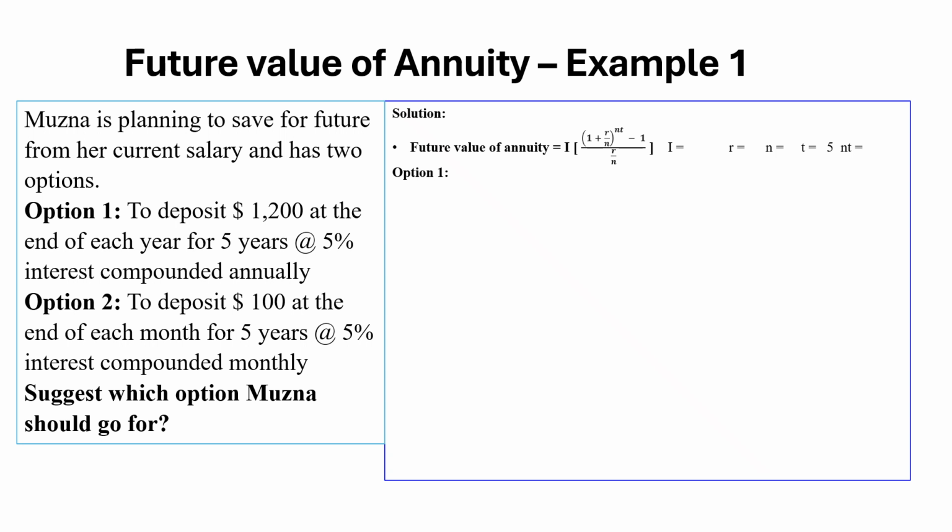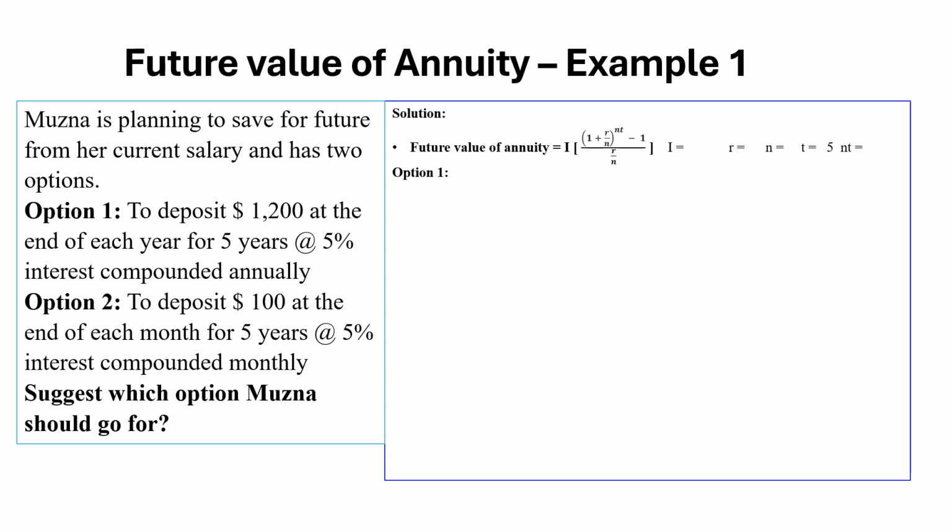So Mazna is planning to save for the future from her current salary and has two options. Option 1, to deposit $1,200 at the end of each year for 5 years at 5% interest compounded annually. Okay, so now we have read this, now we will be solving it. First, we will be writing the values which are available in the question.